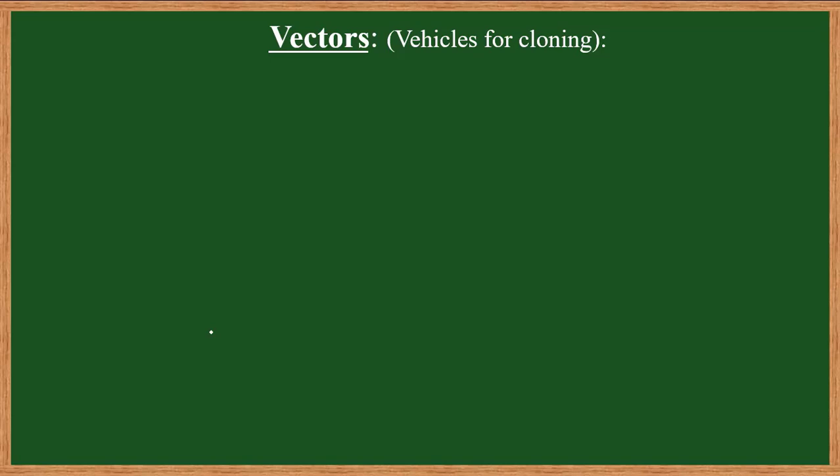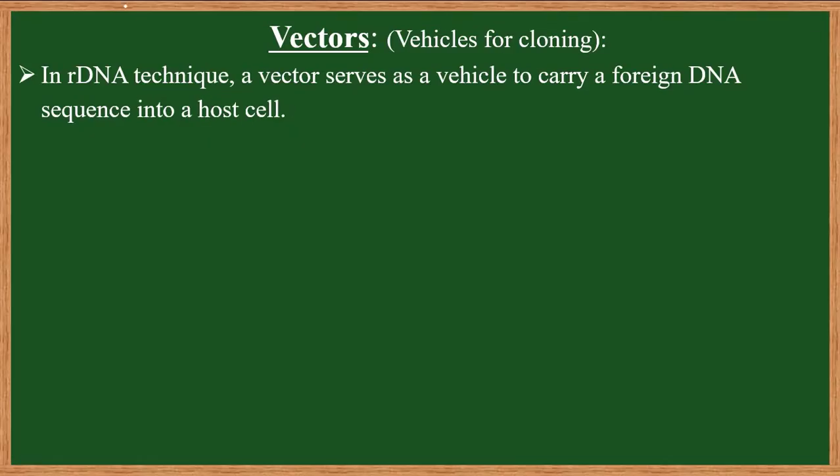Today we will see one of the very important tools of rDNA technology. The name of the tool is vectors. First we will see what vectors are, how many types of vector there are, and what the characteristics of a vector are.